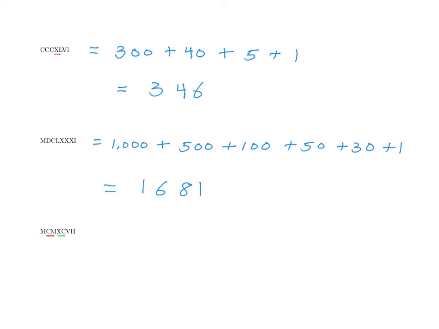So if I start with this M, that means we're going to add 1,000. And then to that, M is 1,000, we're taking away 100. That's a total of 900. Okay, that's followed by, well, C is 100, and we're taking away 10, so that is 90. And then the last 3 is 5, 1, and 1. So that's 5 plus 1 plus 1. So this is 1,997. And that is it for this example.